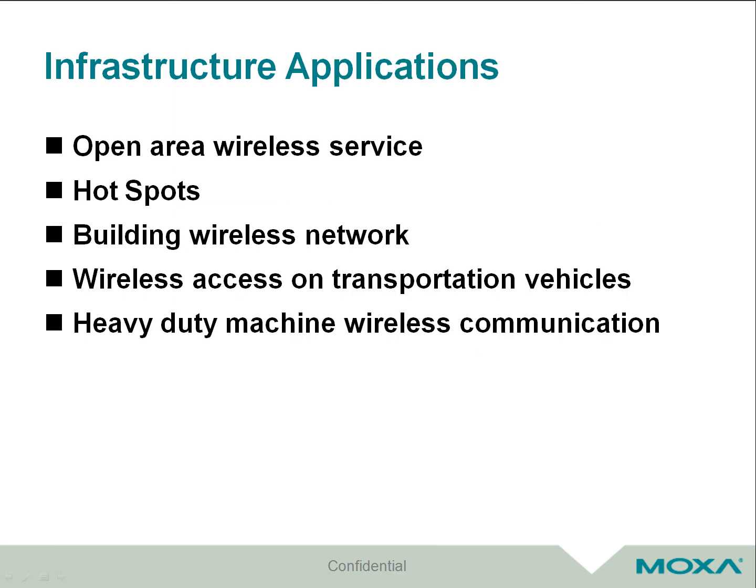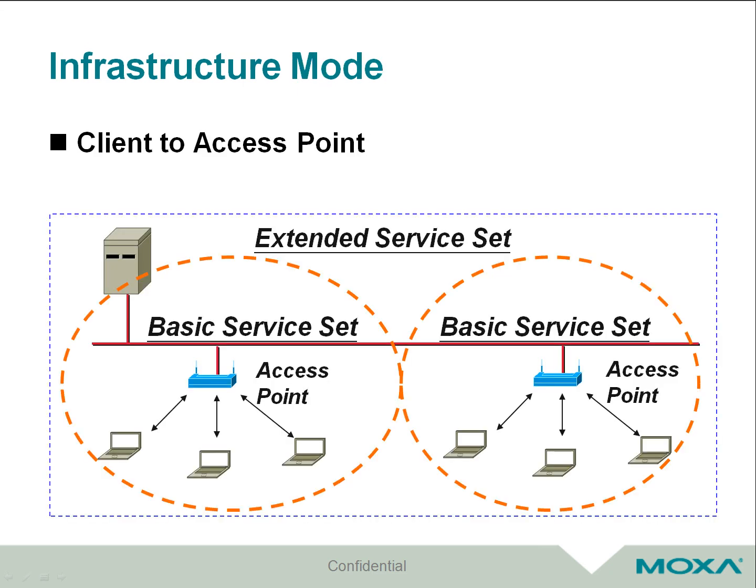Second mode is called infrastructure. It assumes that we have special wireless intermediate devices that can form a network infrastructure and cover certain areas. Infrastructure mode defines two roles for Wi-Fi devices: access point and access client.